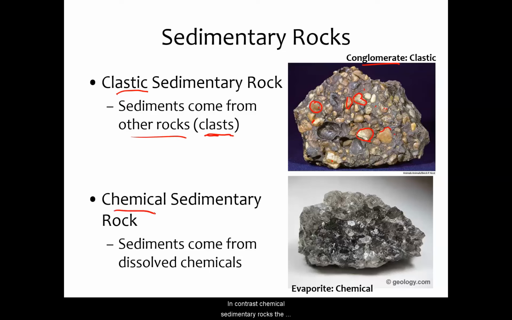In contrast, chemical sedimentary rock, these sediments come from dissolved chemicals. This is what a rock might look like that crystallizes if you were to evaporate a salty lake, like Great Salt Lake, or even if you were to evaporate an entire ocean basin. You'd get a lot of stuff called evaporite, which is a chemical sedimentary rock formed from evaporation. These crystal faces in here are faces of the mineral halite, which is also known as table salt. So this rock probably was formed in Earth's past by evaporation of salty water over time.